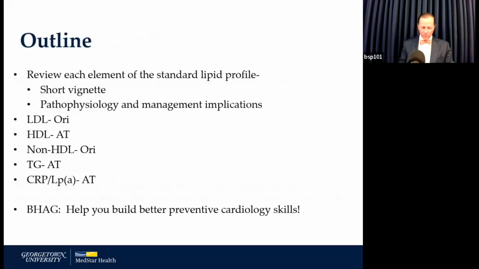Simple task today. We're going to review each element of the standard lipid profile with a short clinical vignette and then our expert thoughts on what Ori and I do to think about the pathophysiology and the management of that particular result. We're going to talk about LDL. We're going to ham and egg it a little bit. Ham and egg, you take a bite of one and take a bite of another and you go back. Okay, so I'm the ham and Ori's the egg. Ori's going to start with LDL. I'm going to touch on HDL. Ori's going to go to non-HDL, and then I'm going to follow up with triglycerides and then CRP.